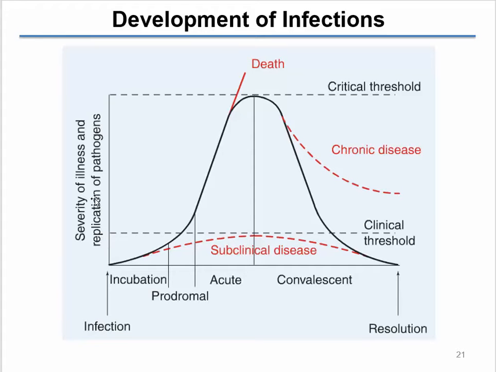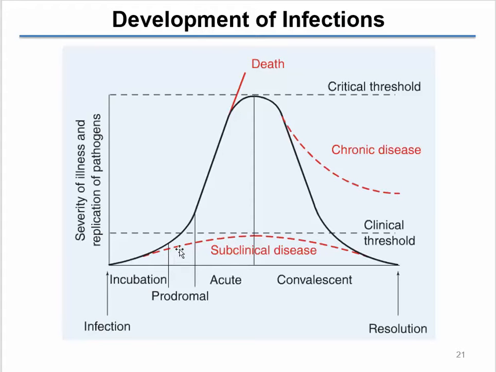Now, this is the line of the number of pathogens where you get symptoms that manifest clinically. You get clinical manifestations. We call that the clinical threshold. Now, if the number doesn't reach that clinical threshold, you become kind of a reservoir of this disease, but you don't get sick yourself. And so we call that a subclinical disease.